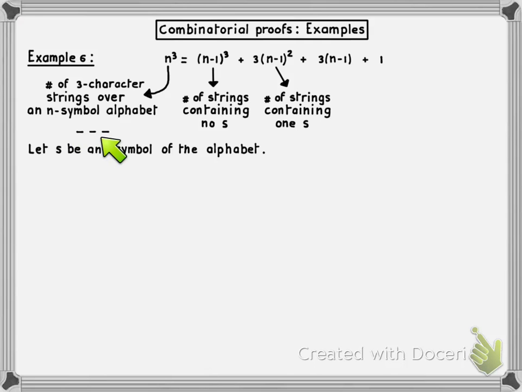Once we pick the position that does not contain an S, then the other 2 positions that do contain an S are determined. So there are 3 ways to choose the 2 positions that contain an S, and then we have 1 position left. And for that position, we have n-1 options. Therefore, the total number of strings that contain exactly 2 occurrences of the symbol or character S is this number, 3 times n-1.